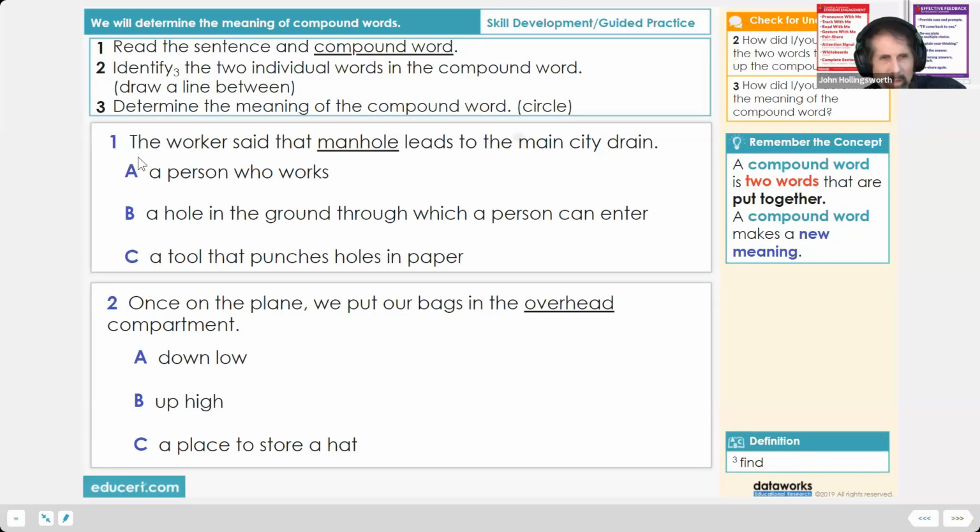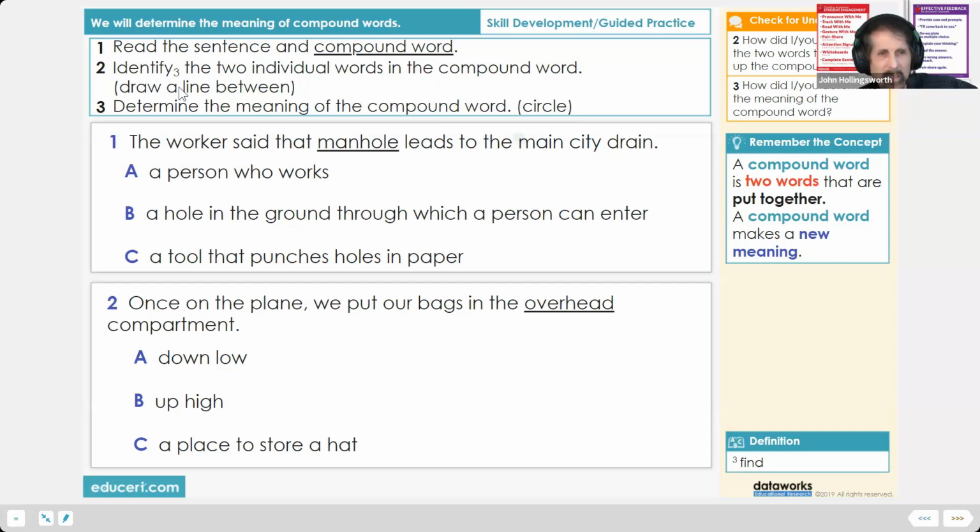Okay, so now we've got some. Now you can do the track reading and read this very slowly, read every single answer. Do you read the answers also? Rather than just saying, kids, do number one and write ABC on your whiteboard, say, kids, look what we've got here. Read the sentence and the compound word. This is the compound word, manhole. Let's all read it together. Manhole.